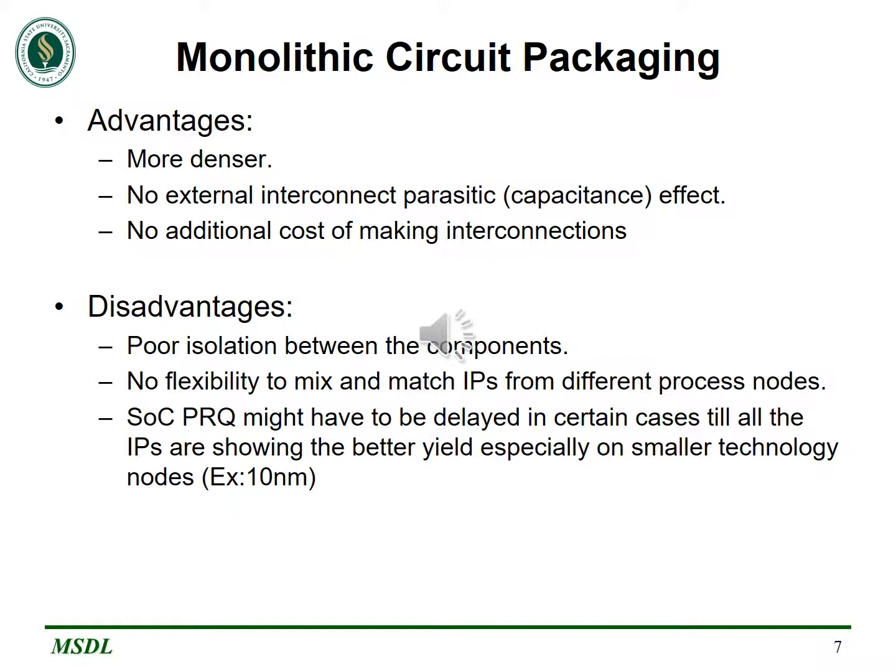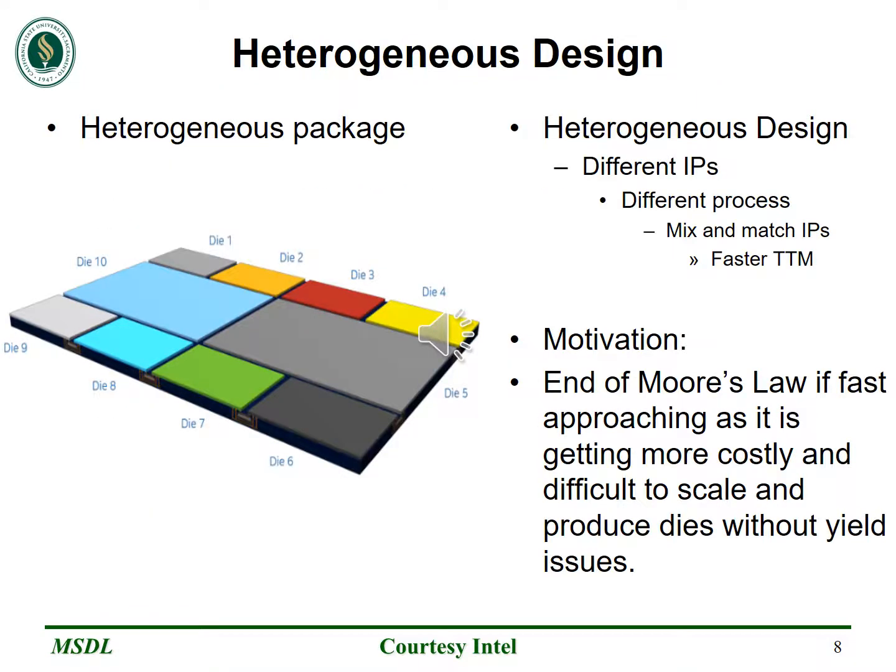Let's look into the advantages and disadvantages of monolithic circuit packaging. Coming to advantages, it is denser and there are no external interconnect parasitics like resistance and capacitance effects, and there is no additional cost of making interconnections. Coming to disadvantages, it has poor isolation between the components and there is no flexibility to mix and match IPs from different process nodes. And the third one is that system-on-chip production might have to be delayed in certain cases until all the IPs show better yield, especially on smaller technology nodes, for example the 10 nanometer one.